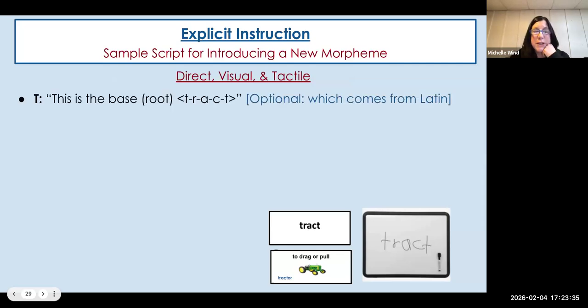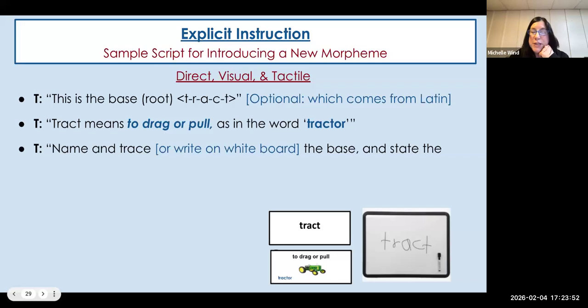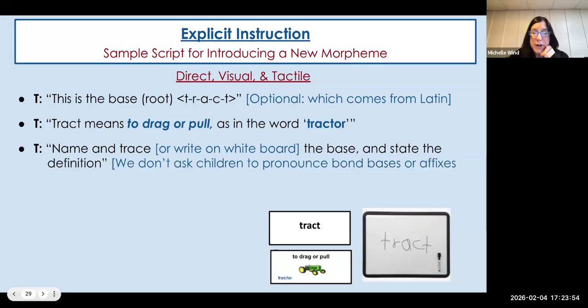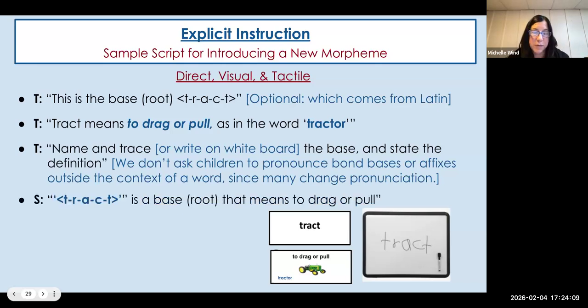So this is the base. Like we said, we just included root for your reference. TRACT. You can tell them the origin. It comes from the Latin. TRACT means to drag or pull, as in the word tractor. Name and trace the base and state the definition. And we don't ask them to pronounce the base out of context, since the pronunciation changes. So because the pronunciation may change, that's why we're going to spell the base.